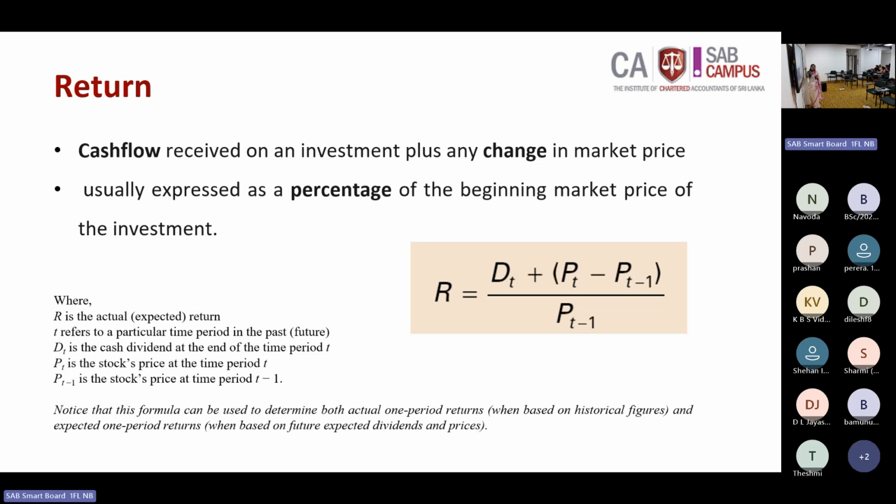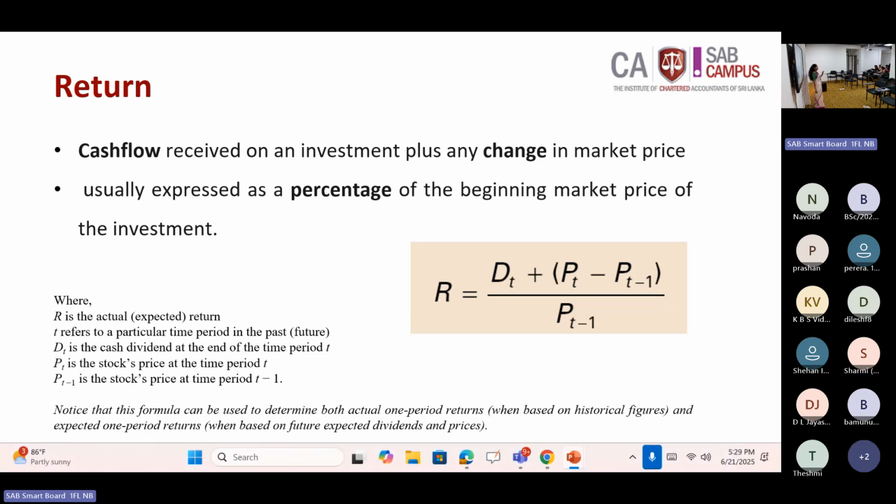By converting this dividend and the capital gain together into the return percentage, you can divide both by the acquired price, the purchase price, that means P_(T-1). So this is the general formula to calculate the return of an individual security or a share.